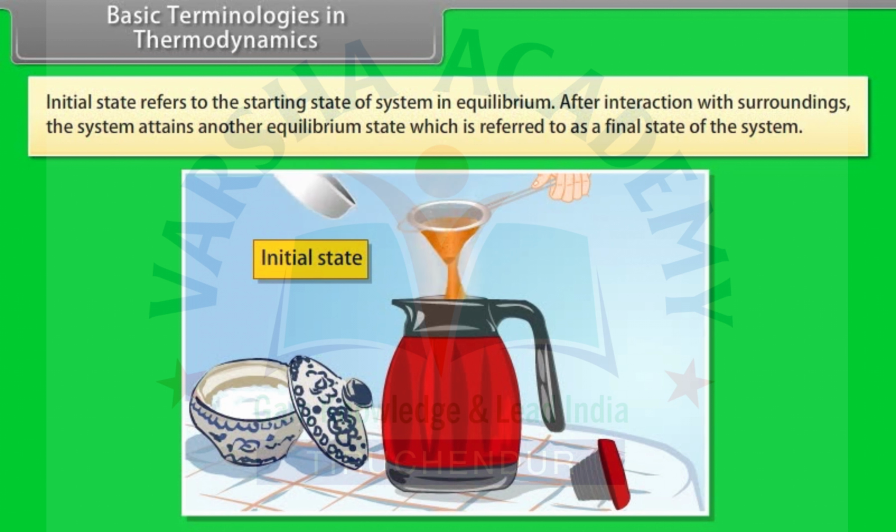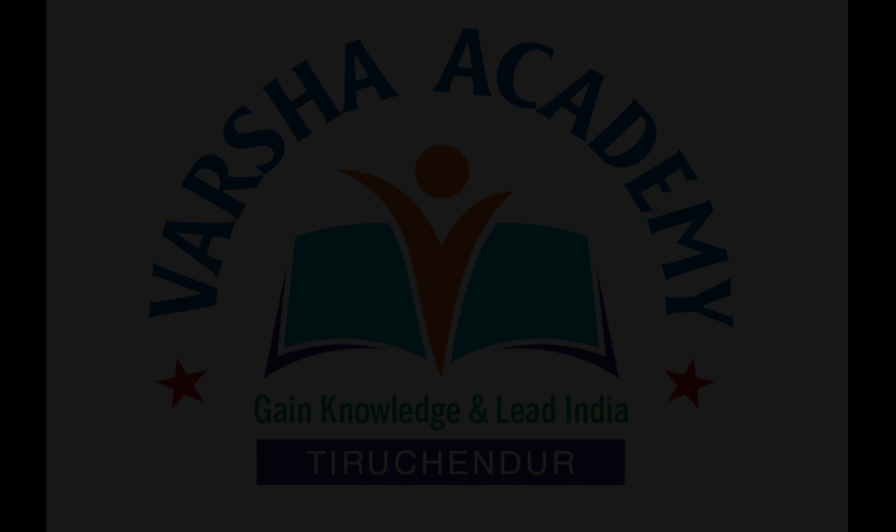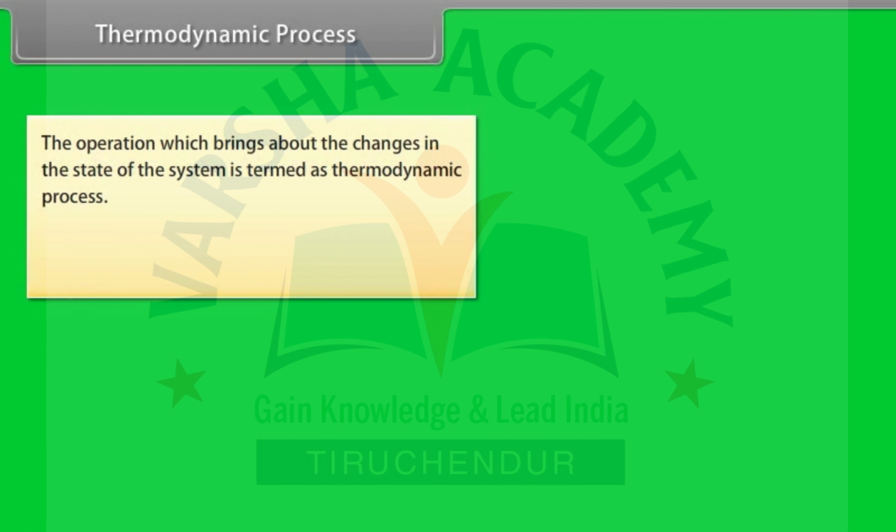Initial state refers to the starting state of the system in equilibrium. After interaction with surroundings, the system attains another equilibrium state, which is referred to as the final state of the system. Thermodynamic process. The operation which brings about the changes in the state of the system is termed as thermodynamic process.